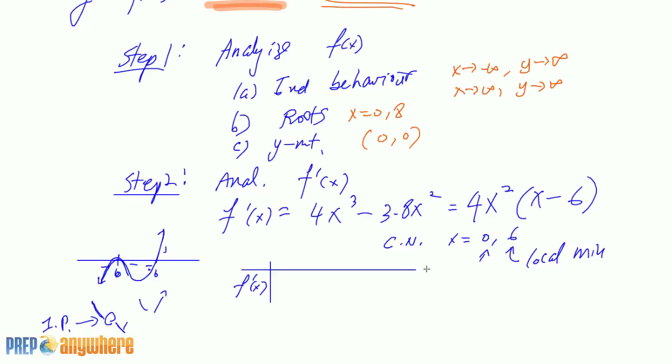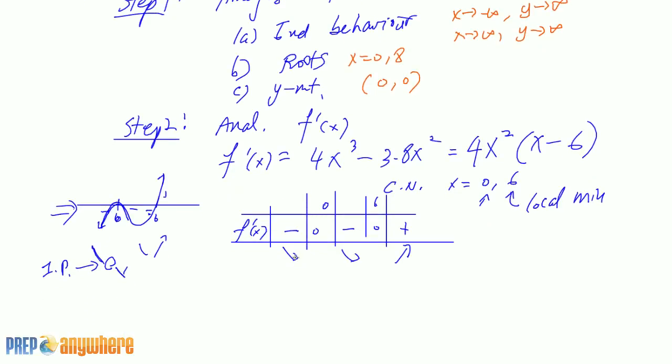So you can make a little table, right? This is up to you. I don't like making this table, but I guess when you're a beginner, you can make the table, and you put your critical numbers down, 0 and 6, and here you put the sign of the derivative function, which is going to be negative, negative, and then positive. So you know that's going down, down, up. To me, this graph is more than enough. But if you want to clarify to yourself what's happening, that's how you make the table.